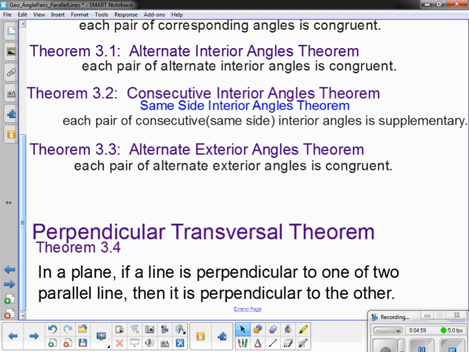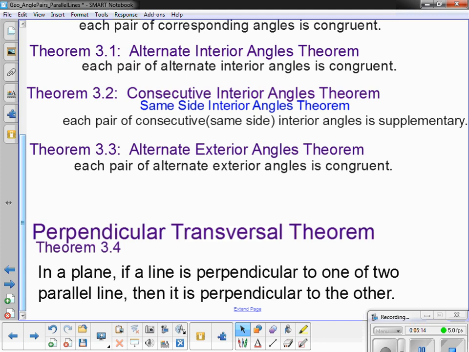It means it has to be perpendicular to L. Why does it have to be perpendicular to L as well? Well, let's go back up. We know that the consecutive corresponding angles are going to be congruent. We know that the alternate interior angles are going to be congruent. We know that the alternate exterior angles are congruent.